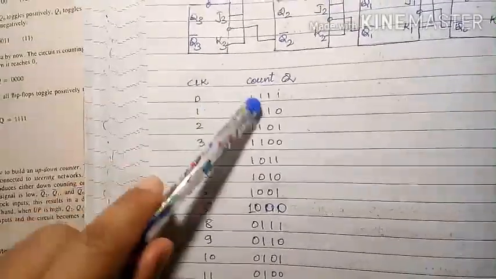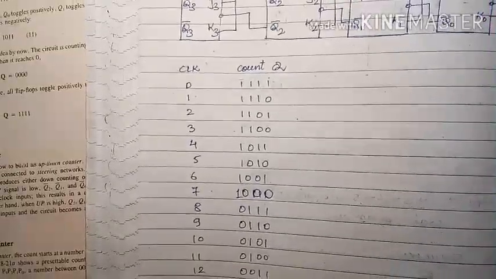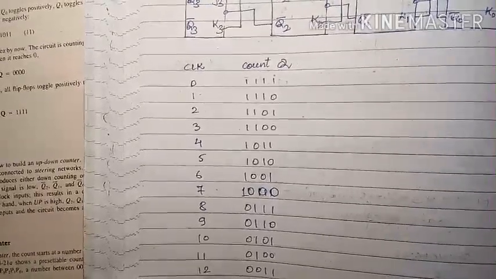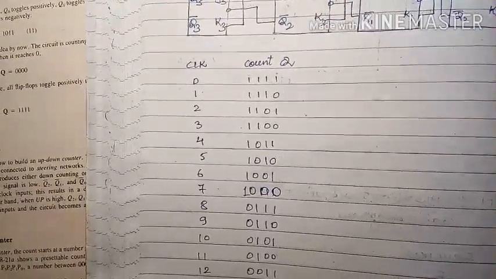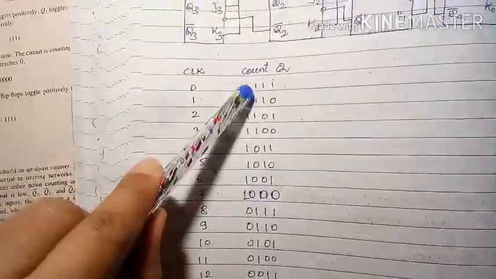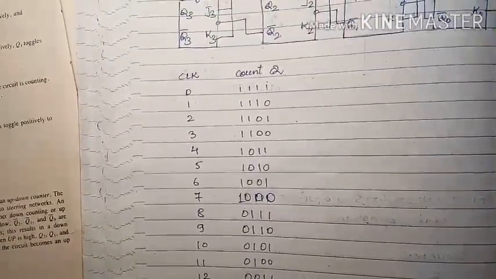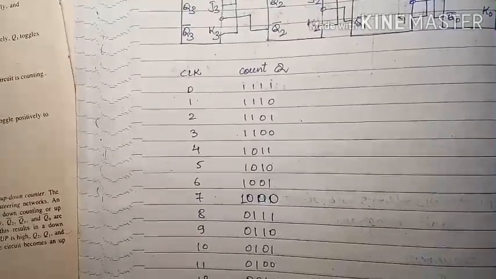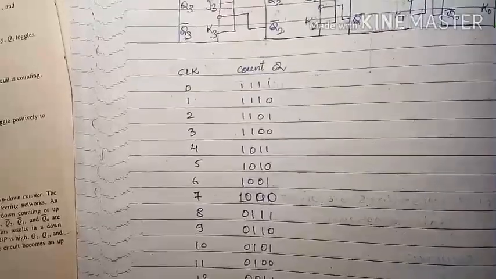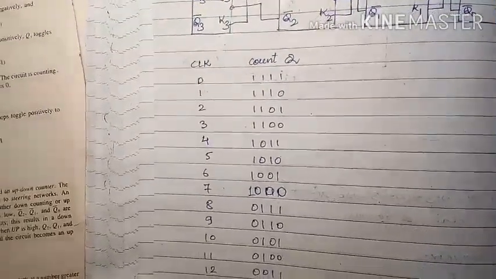At the 15th clock pulse the count becomes 0000. After the next clock pulse the count is reset to 1111. So all the flip-flops toggle positively to get Q equal to 1111 and the cycle repeats itself. So this was the working of the down counter.